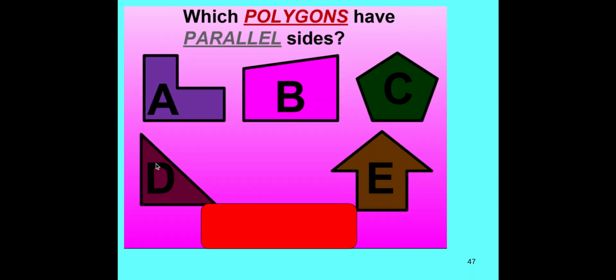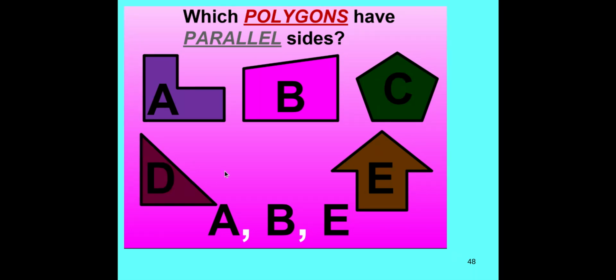Which ones have parallel sides? Pause your video and think about it. Hopefully you picked out your shapes, and the answer is A, B, and E have parallel sides. C and D do not.